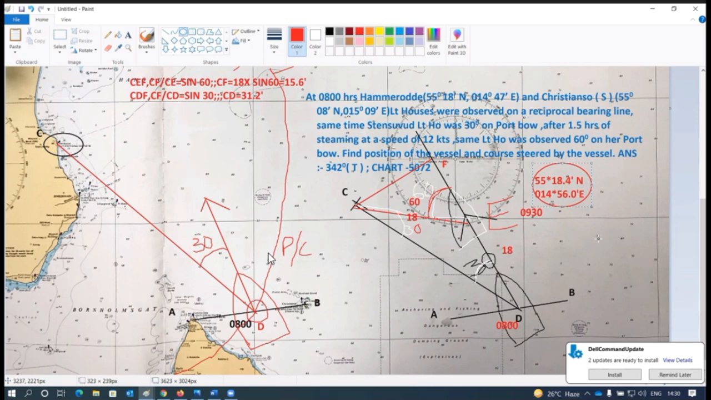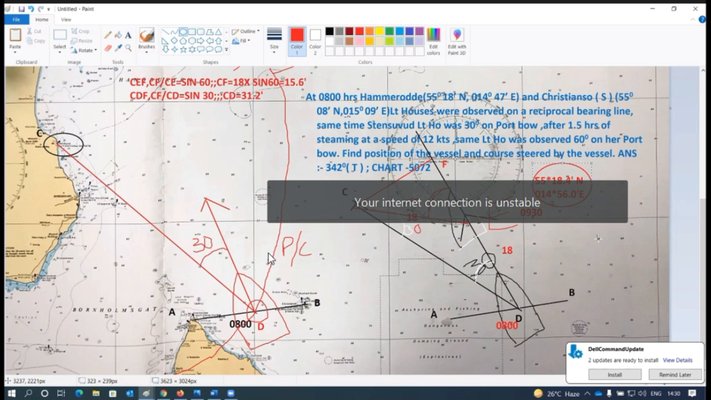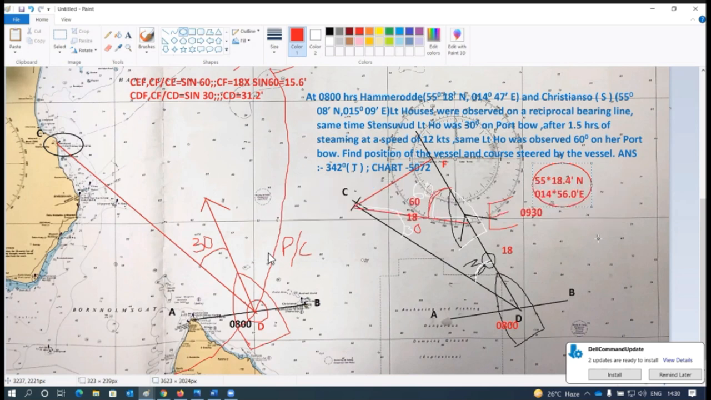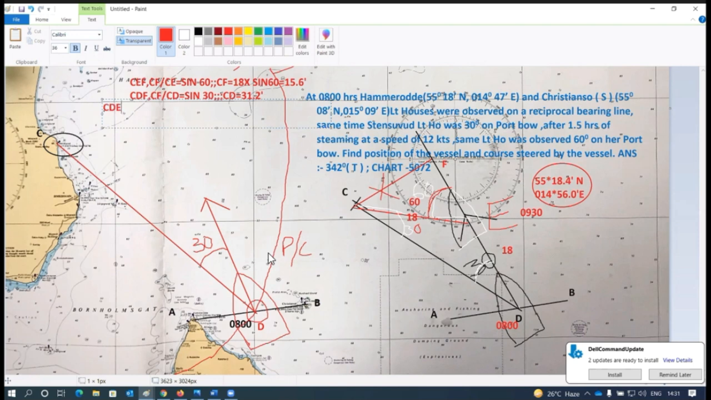This CD distance we have calculated by drawing the perpendicular line. Now I will be showing the second method, but the plotting is the same, no difference in the plotting part. Only the finding of the CD value differs. We solved two right angle triangles, and now we can solve it without drawing the perpendicular. I'm going to show you one formula, the sine rule, in the CDE triangle.